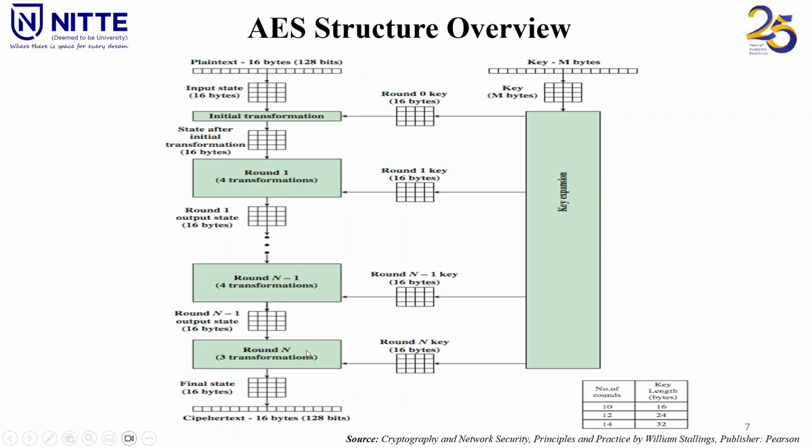Only in the last case we are not going to perform all 4 transformations. The 4 transformations are substitution bytes, shifting rows, mix column, and add round key. These are involved in every round other than the last round. In the last round we are not going to perform the mix column operation. Only substitution, shifting rows, and add round key will be there. So there will be no mix column transformation in the last round of the AES algorithm.